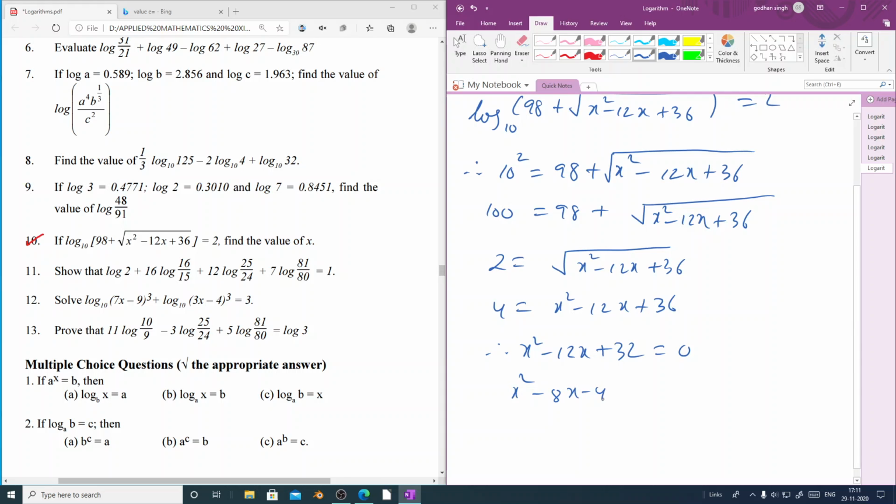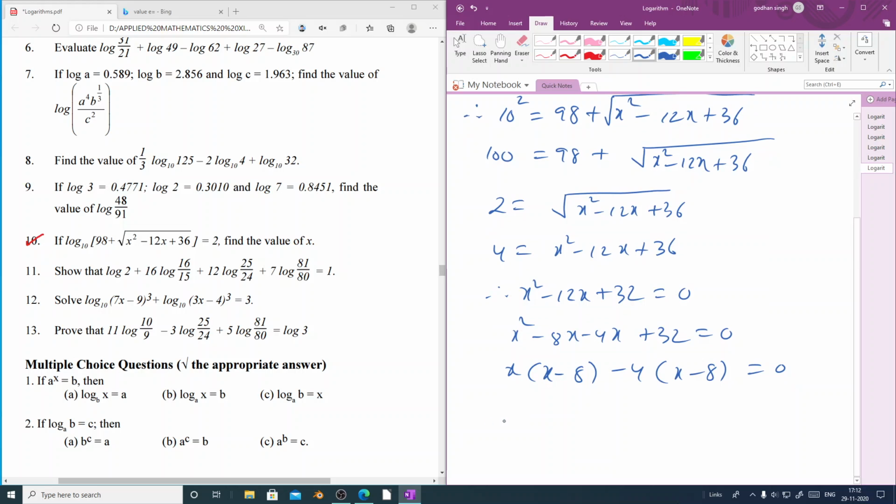We can split the middle term as x square minus 8x minus 4x plus 32 equal to 0. So this will give us x into x minus 8 minus 4 into, here also we can take x minus 8, equal to 0. Now from both the terms we have x minus 8 common, so we will be getting x minus 8 into x minus 4 equal to 0. Therefore we can say that x equals 8 or x equals 4. So this is the answer of question number 10.